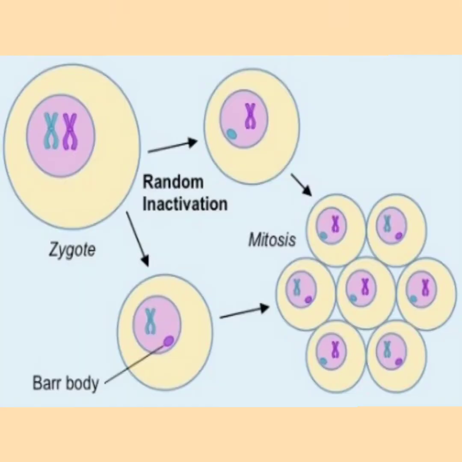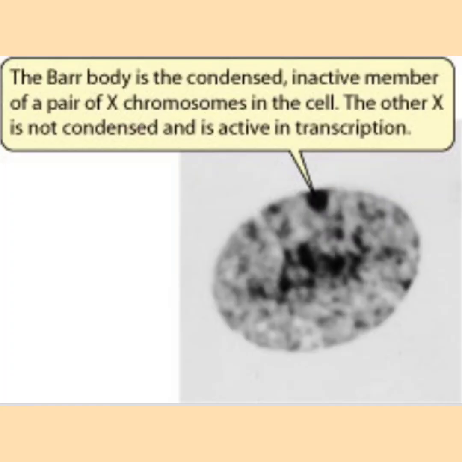Here you can see that the zygote has two X chromosomes, which undergo random inactivation, where one X chromosome becomes active and the other X chromosome becomes just a body of chromatin, forming a Barr body. And as mitosis continues, the Barr body also continues in the cell. The Barr body is nothing but the condensed inactive member of a pair of X chromosomes in the cell. The other X chromosome is not condensed and is active in transcription.